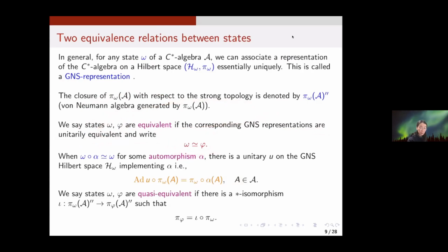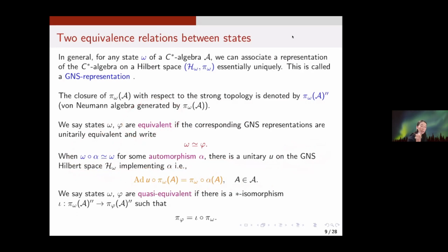There is one situation which becomes important for us about this equivalence relation. Here, alpha is an automorphism. The situation we care about is omega composed with alpha being equivalent to omega. When such a thing happens, it's fairly easy to see that there is a unitary U on the GNS Hilbert space of omega implementing this alpha. What I mean by implementing alpha is just this: the adjoint of U implements alpha, literally. So that was what I wanted to recall about the equivalence relation.